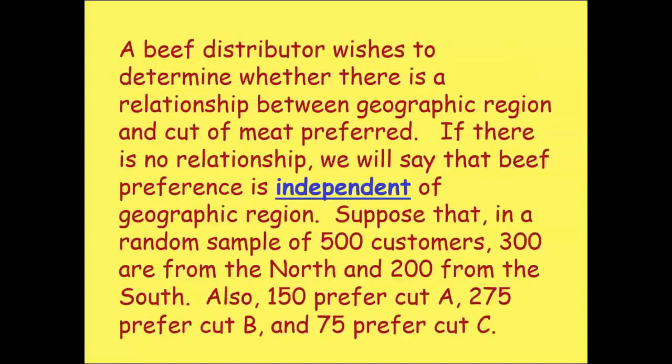All right, let's take a look at an example. A beef distributor wishes to determine whether there is a relationship between geographic region and cut of meat preferred. If there is no relationship, we will say that the beef preference is independent of geographic region. Suppose that in a random sample of 500 customers, 300 are from the north, 200 from the south. We also know that 150 prefer cut A, 275 prefer cut B, and 75 prefer cut C.